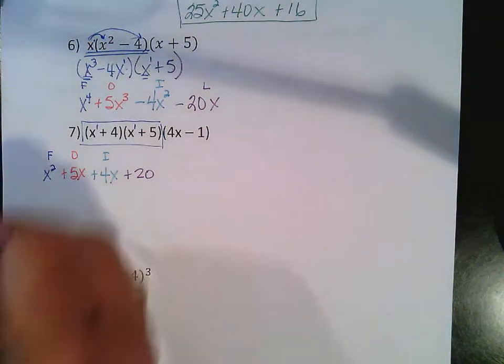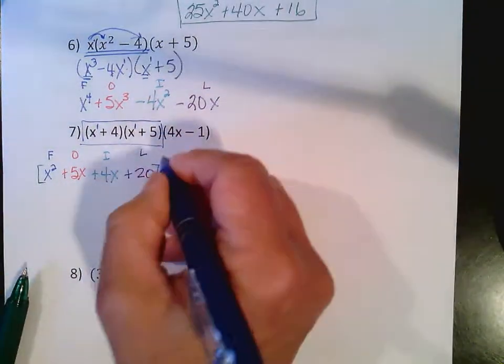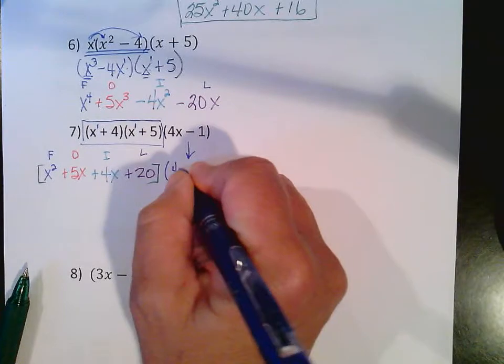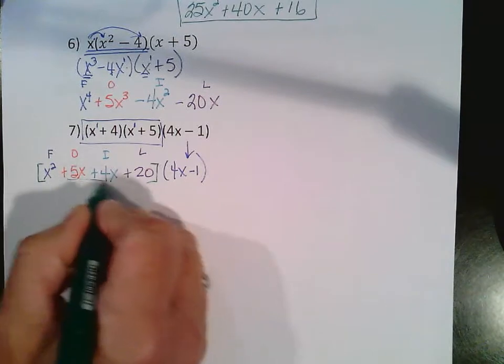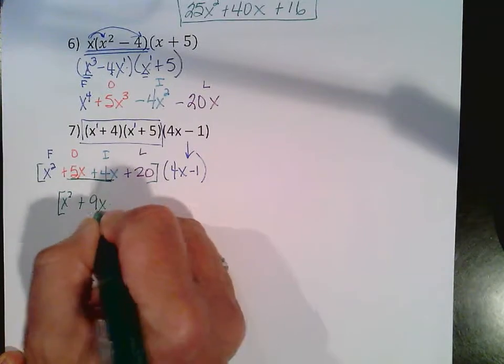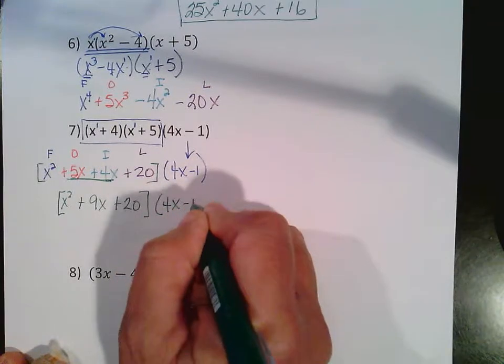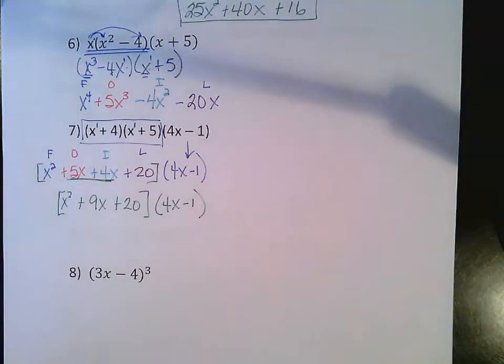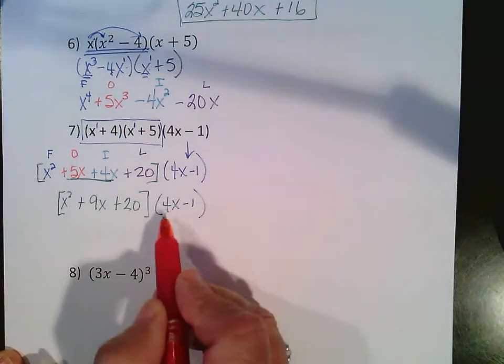And this whole thing is going to get multiplied times this binomial. But first I'm going to combine like terms in here. I can combine 5x and 4x. So this whole thing becomes x squared plus 9x plus 20. So I've got a trinomial times 4x minus 1. Okay, now I can't do FOIL because I don't have 2 binomials. So what we're going to do, and I'm going to color coordinate so you can kind of see what I'm doing, is every single one of these terms has to be multiplied with every single one of these terms.